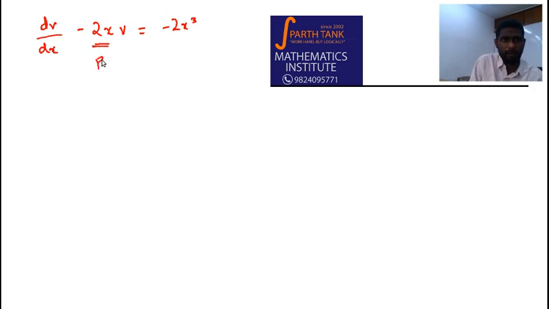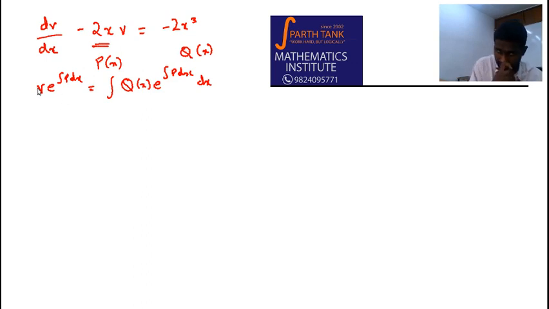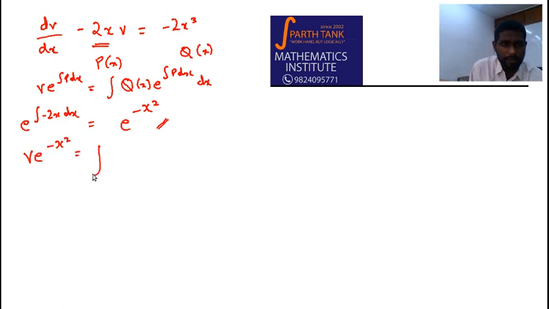Now this is like p of x and this is like q of x, and we know the solution is v into e power integral p dx is integral q of x e power integral p dx dx, right? So what will be e power integral p dx? E power minus 2x dx. This is e power minus x squared. So solution is v e power minus x squared is equal to integral of minus 2x cube e power minus x squared dx. How to evaluate this?